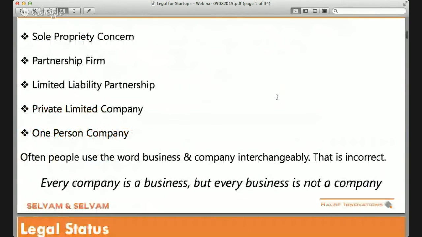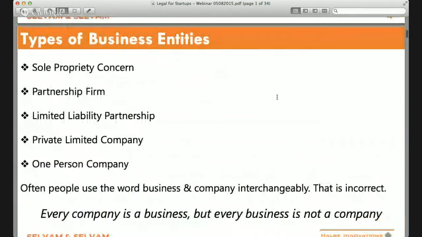The next thing that we are going to discuss is types of business organizations. Right now in India, there are 5 forms of business organization that can be chosen. The first one is a sole proprietary concern. The second one is a partnership firm. Then we have limited liability partnership. Then we have a private limited company. And then we have a one-person company.